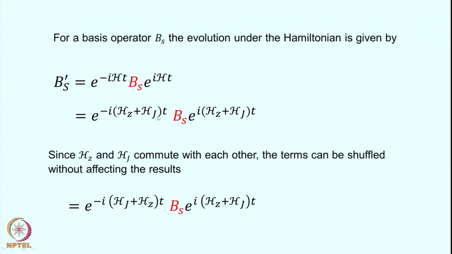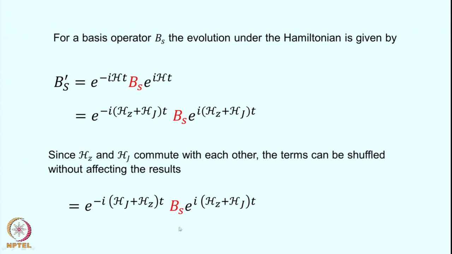So I can write Hz plus HJ as HJ plus Hz, it does not matter, because this only means the order of the calculation is interchanged. What is the consequence of this? For Bs prime, I will have evolution under Hz t, which I can calculate. Therefore this will be e to the minus i Hz t Bs e to the i Hz t, multiplied by e to the minus i HJ t on this side and e to the i HJ t on the other side.